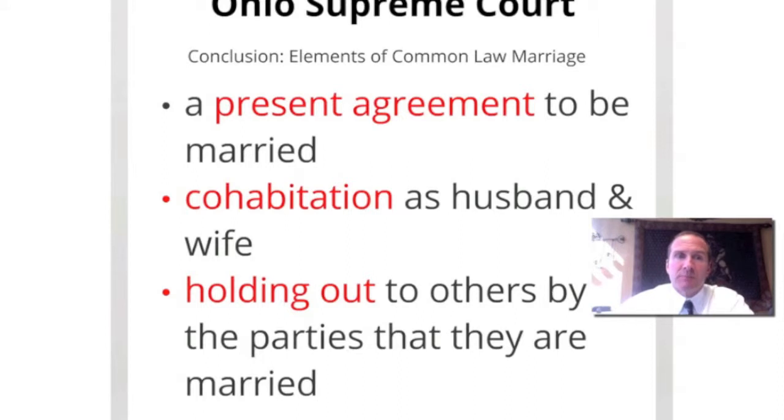Number two, the cohabitation as husband and wife. Number three, the holding out to others by the parties that they are married. And so those are the basic elements of common law marriage that is espoused by the Ohio Supreme Court.